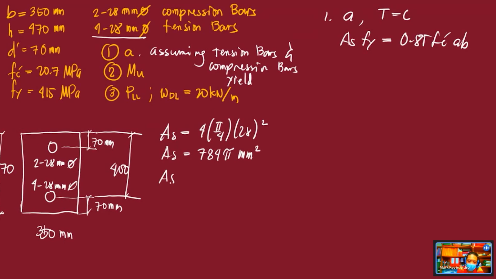How about the As prime? We have As prime here to denote compression. When there is a prime, it denotes compression. So the compression bars here are two, 2 times pi over 4 times 28 squared. The As prime is half of As, which is 1231.5 mm squared.